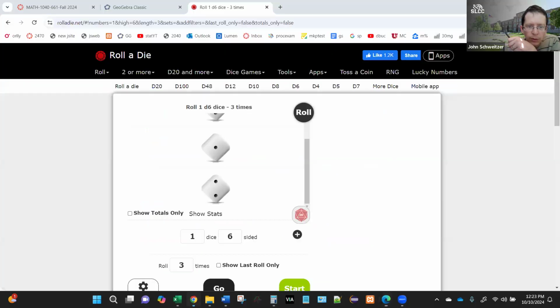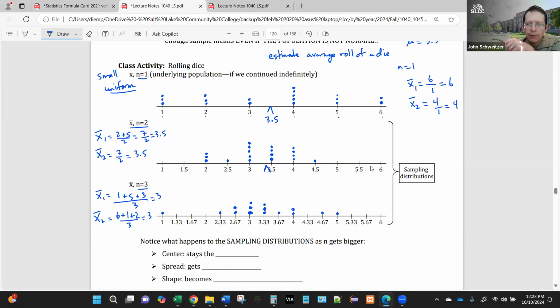So for example, here I'll do a couple more. Okay, so I'll go, and then I have my 3 numbers, right? I have a 6, a 1, and a 5. So that's 12 divided by 3 is 4. Okay, so no harm in having more dots here. So I'll just add in another dot there. Okay, great. So 3.66 and 3.33. Great. All right. Anybody else?